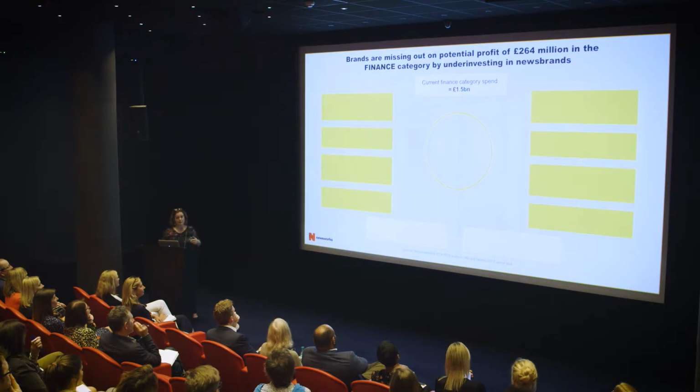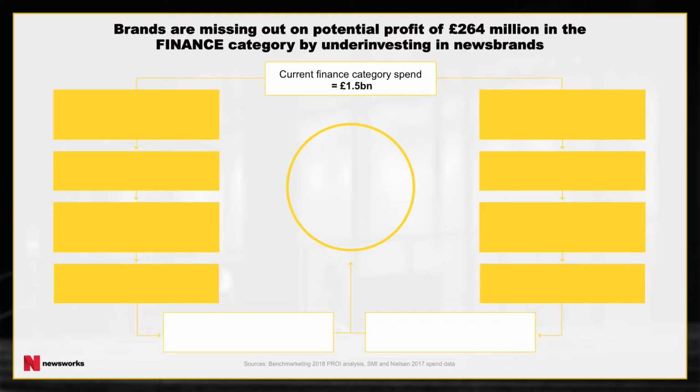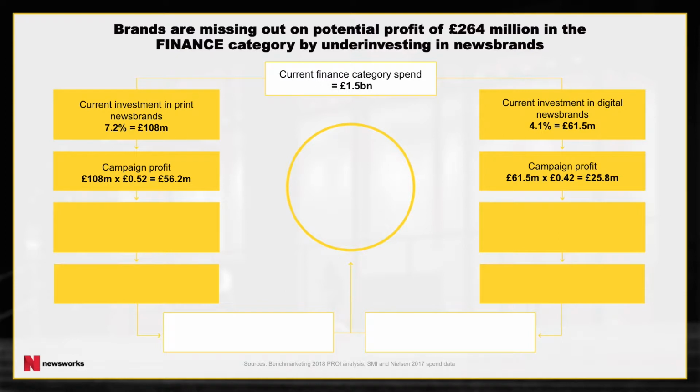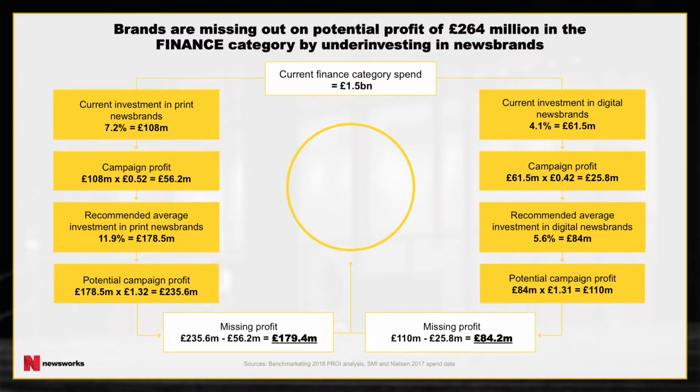So this is a huge category. There's a lot of money spent in this category, and this comes from the SMI and Nielsen analysis that Sally talked to you about a little bit earlier. These are the current levels of investment in print news brands. This is the associated campaign profit. If we went with our recommended average investment in print news brands, this is the potential campaign profit associated with it. Then you take the current away from the optimum, and you get the missing profit. So we are missing £264 million worth of profit in the finance category by not investing in news brands at the optimum level.